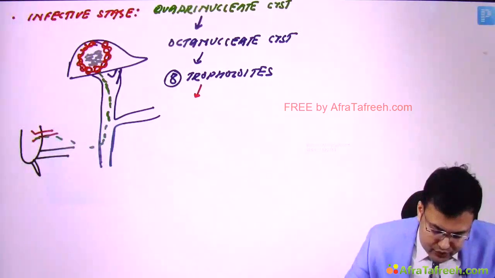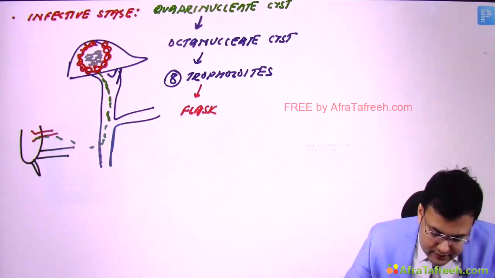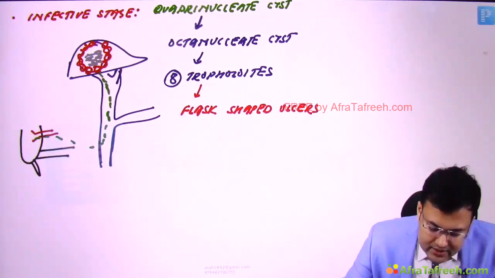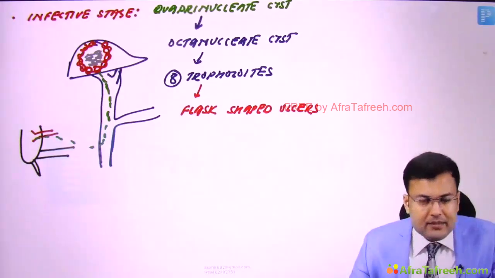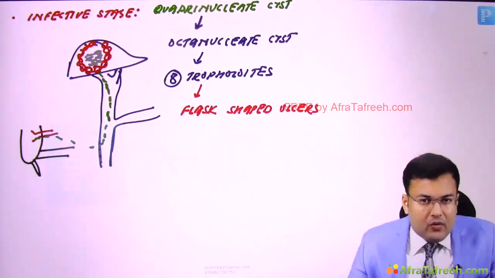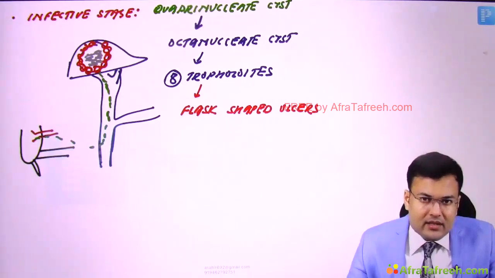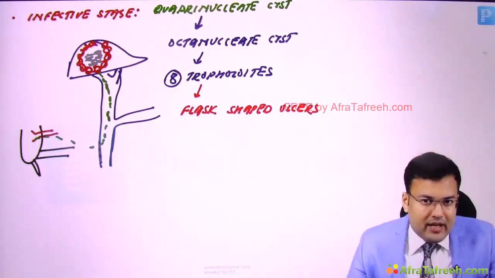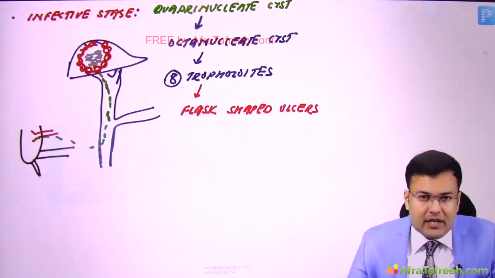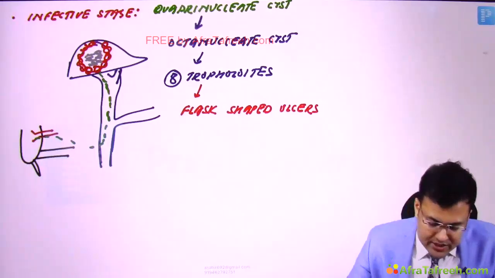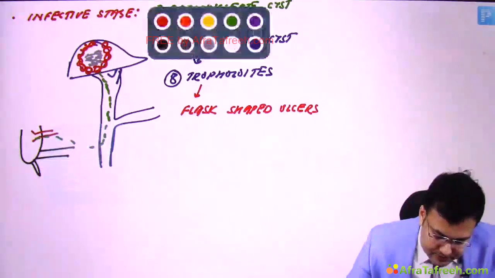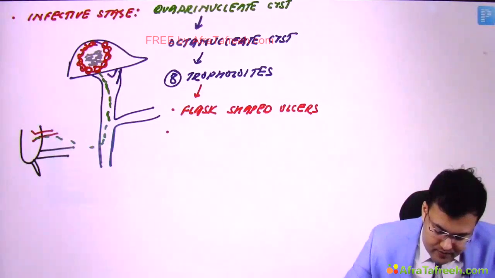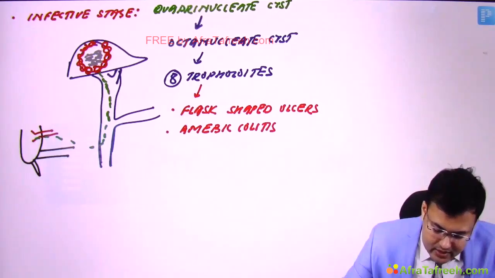So these 8 trophozoites are going to cause flask shaped ulcers. The question is asked, what is the most common site of these flask shaped ulcers? It is cecum and ascending colon. What is the most common site of amoebic colitis? Cecum and ascending colon. And what is the most common site of amoeboma? Cecum and ascending colon. In Bailey, it's wrongly written that the most common site of amoebic colitis is sigmoid. It's wrong. So the question: flask shaped ulcers. Second is amoebic colitis and amoeboma.